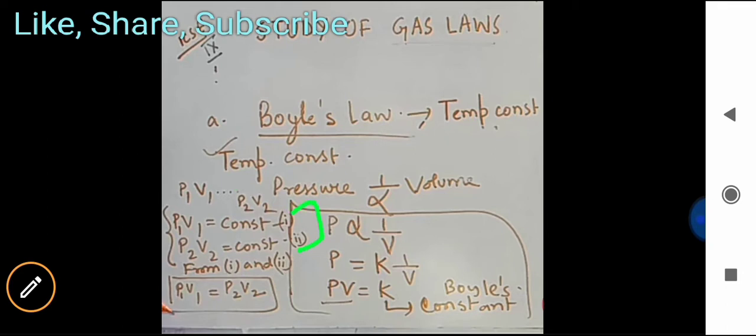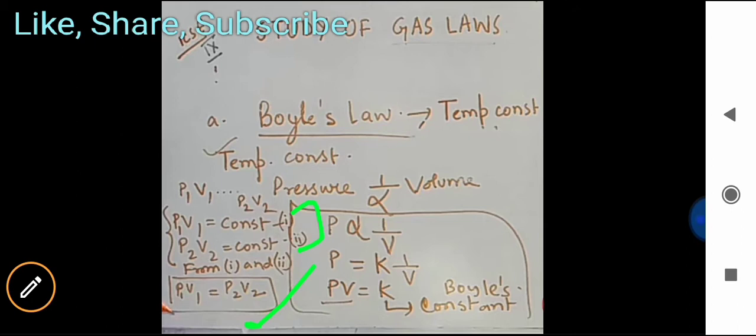You can see that these are the two equations. P1 V1 is equal to constant, it is the first equation, and P2 V2 is equal to constant, it is the second equation. Then, from the first and second equations, these two are constant, so P1 V1 is equal to P2 V2. We can write that, because both are constant. So we can derive from these two equations: P1 V1 is equal to P2 V2.